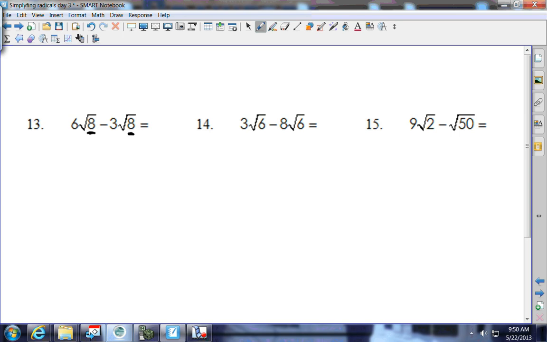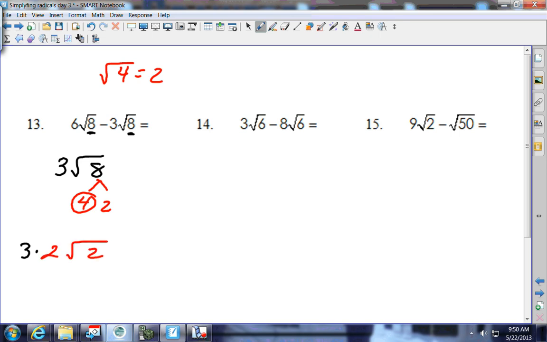The 8s are already there. Well, but you know what? Actually, we can do this. So we can go and do 6 minus 3 and get 3 the square root of 8. But 8's not in simplest form. 8 can split up into 4 and 2. The square root of 4 is 2, so I have to bring a 2 out. So I'm going to have 3 times 2 square root of 2.